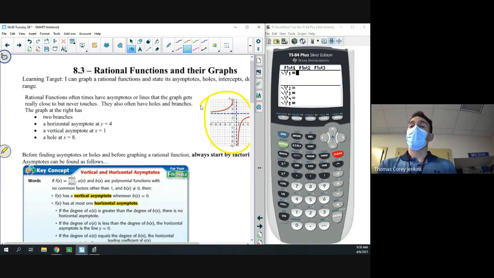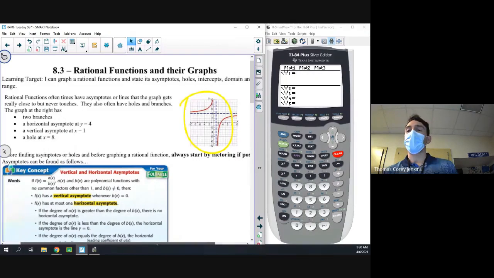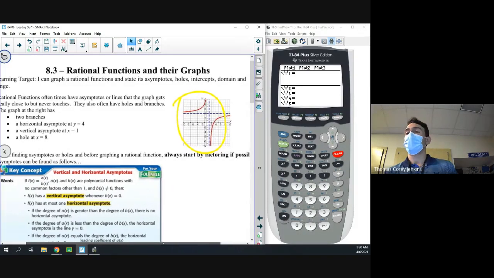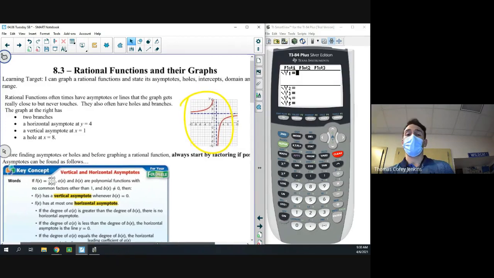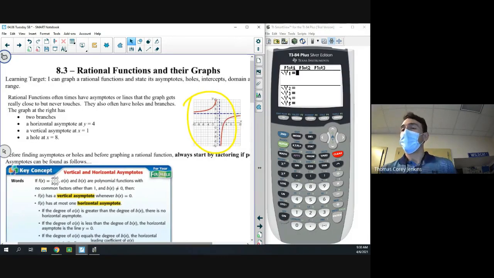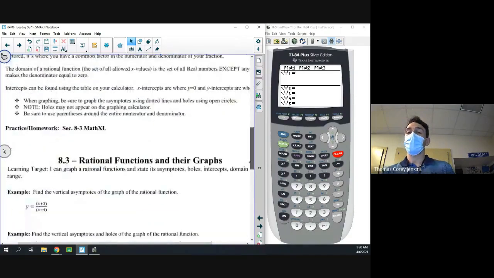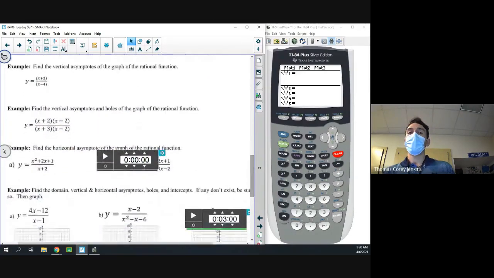Okay, so our overall learning target is that I can graph rational functions and state its asymptotes, poles, intercepts, domain, and range. So lots going on there. So I'm not going to spend a whole lot of time reading this front side. We'll just flip back to it as we need it. All right. That said, let's go ahead and flip over to the back side.